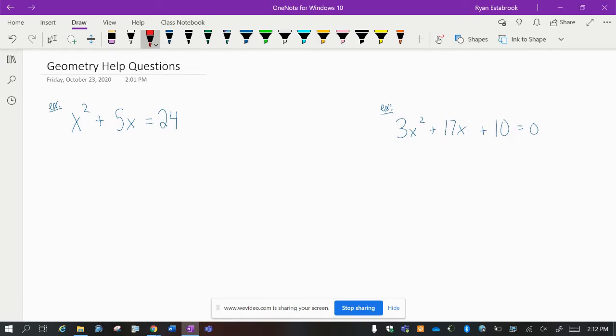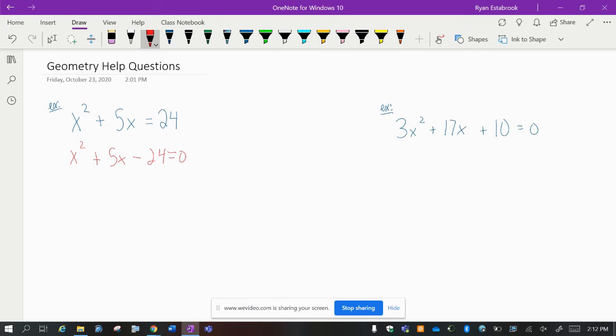Right, so here are some questions that I think we need to address for geometry at this point. The first one is getting an equation that looks like this, and how would we solve it? I notice it's a quadratic, and I want to get the quadratic equal to 0. So if we subtract 24 from both sides, now it's equal to 0. And this is the most basic kind of factoring that we look at.